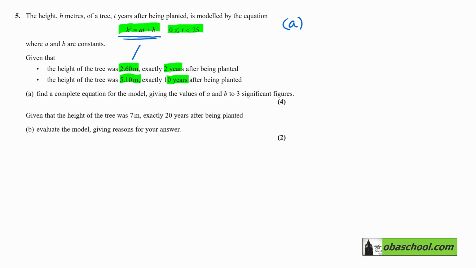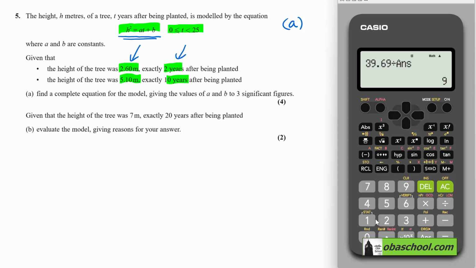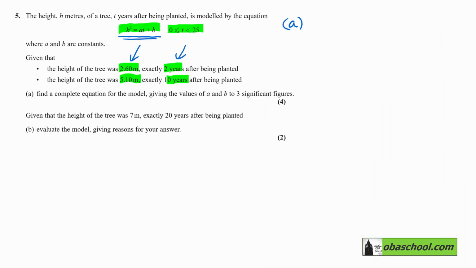So we can use the values here and substitute them into the equation. t is 2, h is 2.60, so the 2.60 needs to be squared. 2.6 squared gives me 6.76. So I have 6.76 is equal to 2a plus b. Let's call that equation 1.